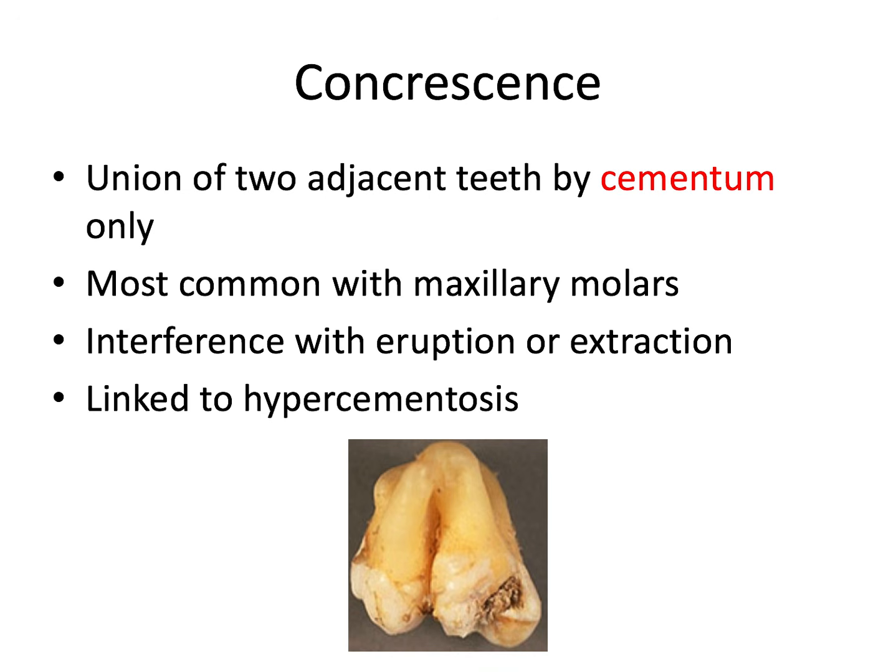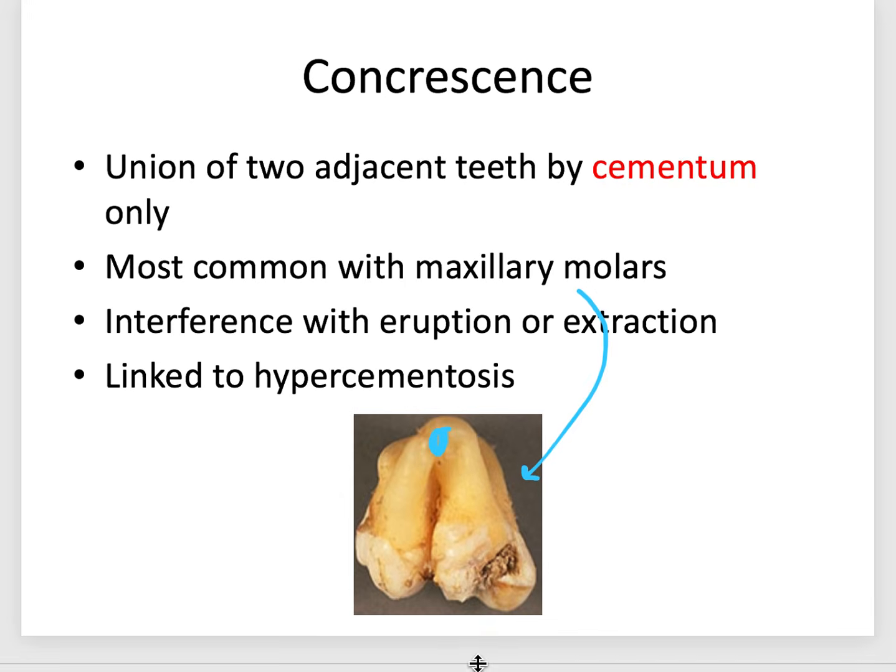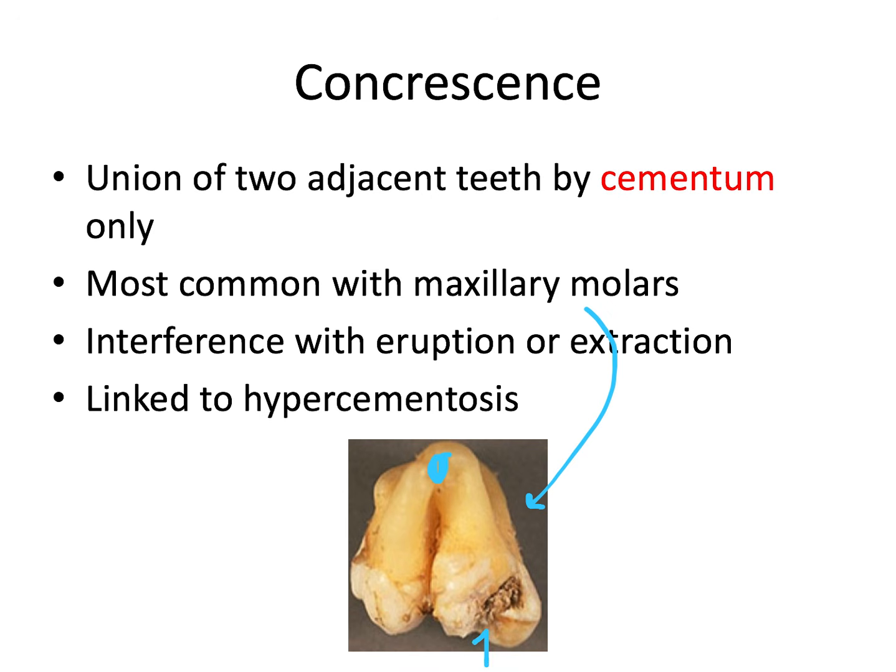Next, we have concrescence. This involves the union of two adjacent teeth by the cementum only. As we can see here, it's most common with maxillary molars, where the cementum has been fused together. It interferes with both eruption and extraction. You can imagine that extracting this tooth would be very difficult if it's literally fused to this tooth at the cementum. And it's also linked to hypercementosis, extra cementum.